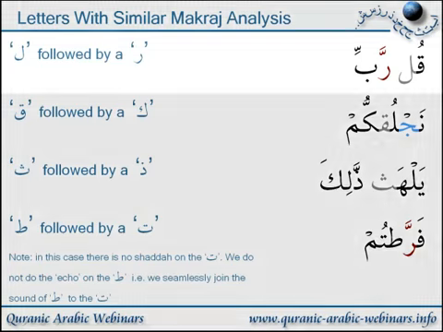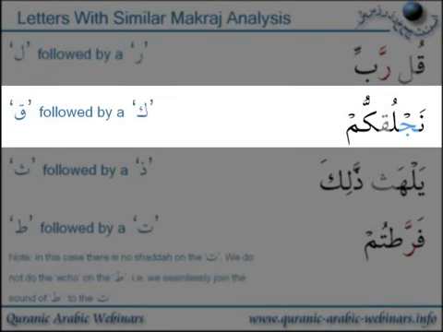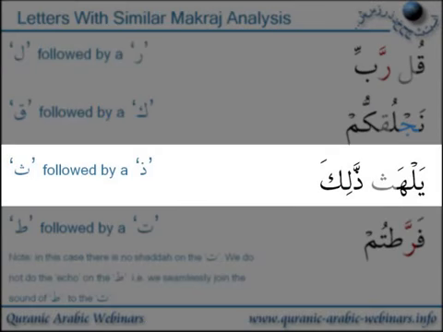The next set we have the lam followed by a ra. So here we have kurabbi. Joining the qaf directly to the ra, the lam is completely ignored. Then we have the qaf followed by a kaf. So here we have naja lukum. Naja lukum. So we ignore the qaf completely. Then we have the tha followed by a dhal. So here we have yal hadhalika. So ignoring the tha completely.